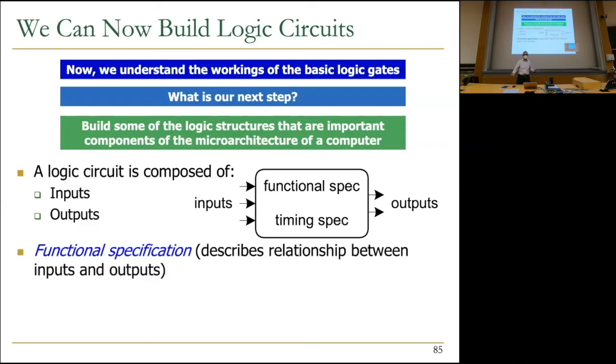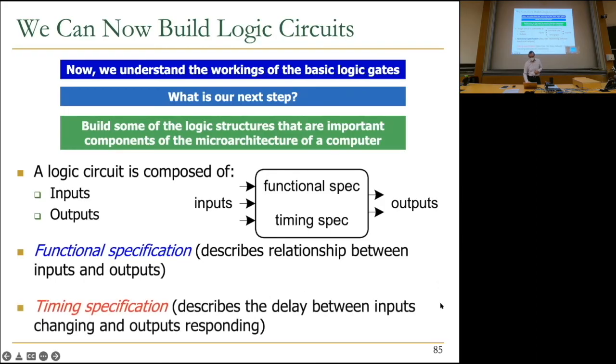It basically specifies what the circuit should do, right? What the output should be given the inputs. What is the relationship between inputs and outputs? What is the function that the circuit implements? And this is a Boolean function, as we have discussed, because it's based on binary logic.